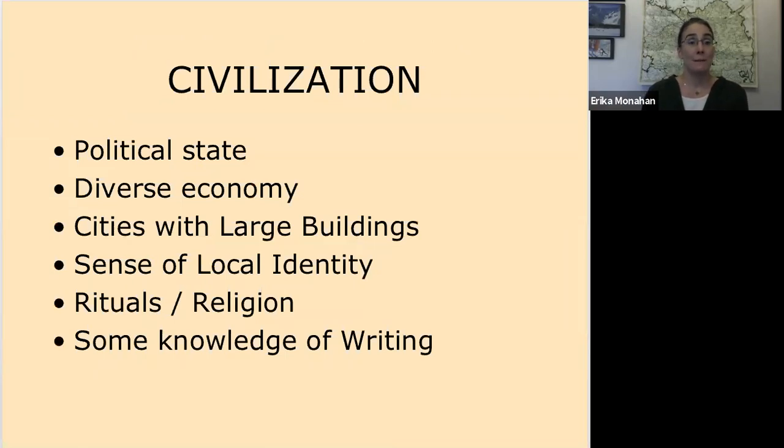Here is repeating what does a civilization involve? A political state, a diverse economy, cities with large buildings, a sense of local identity, rituals and religion, some knowledge of writing. The Incas complicate that last facet a bit.